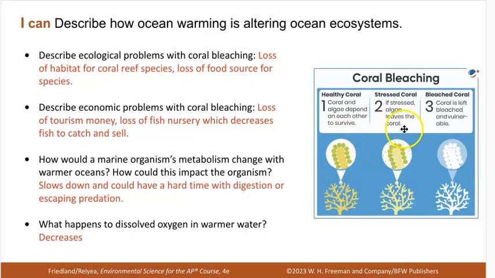Again, coral are little animals, and it's their skeleton that you see, like if you have a piece of coral, that's their skeleton, the animal skeleton. If stressed, algae leave the coral and it's white and pretty much dead. Almost dead. It actually can recover.